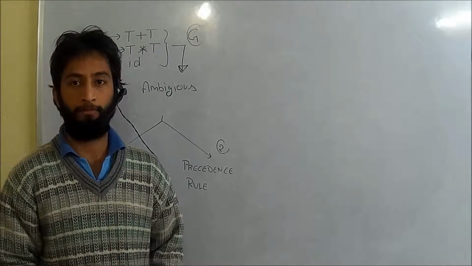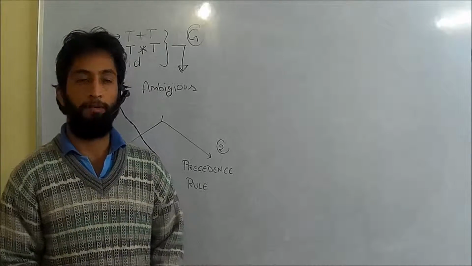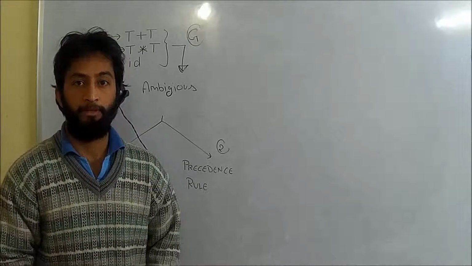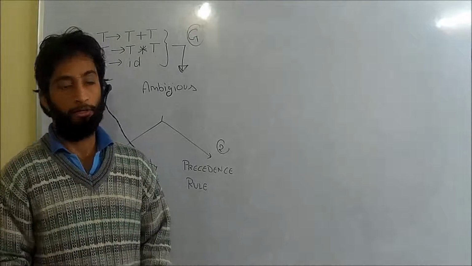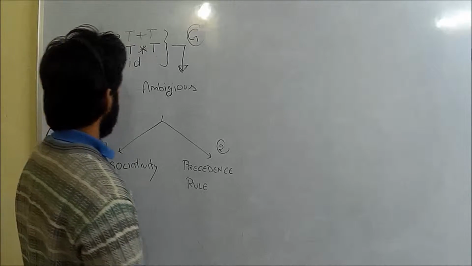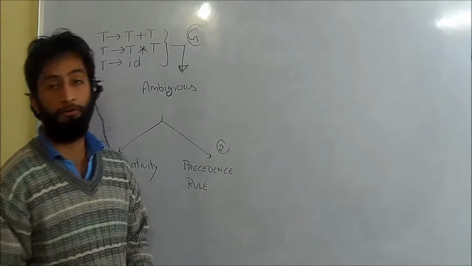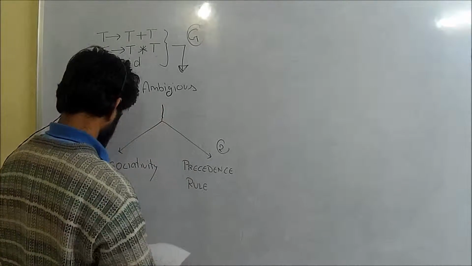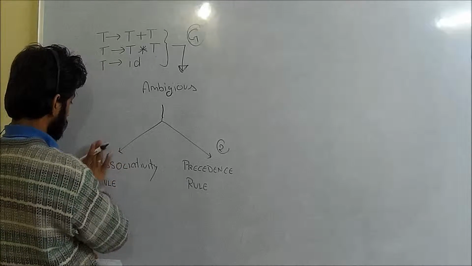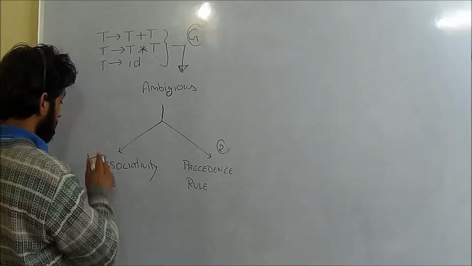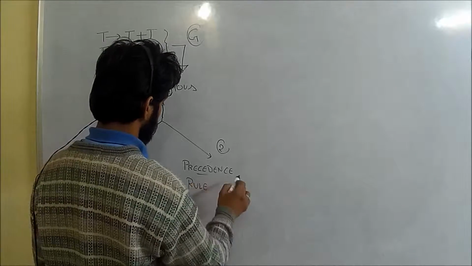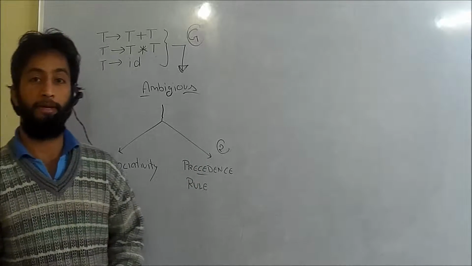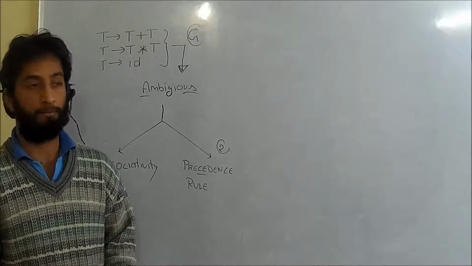So in the previous lecture, we have seen that if a grammar is having more than one parse tree, then the grammar is ambiguous. If the grammar is ambiguous, then we can resolve the ambiguity of a few grammars by following two rules. The first one is the associativity rule and the second one is the precedence rule. By following these two rules, we can resolve the ambiguity of a grammar.